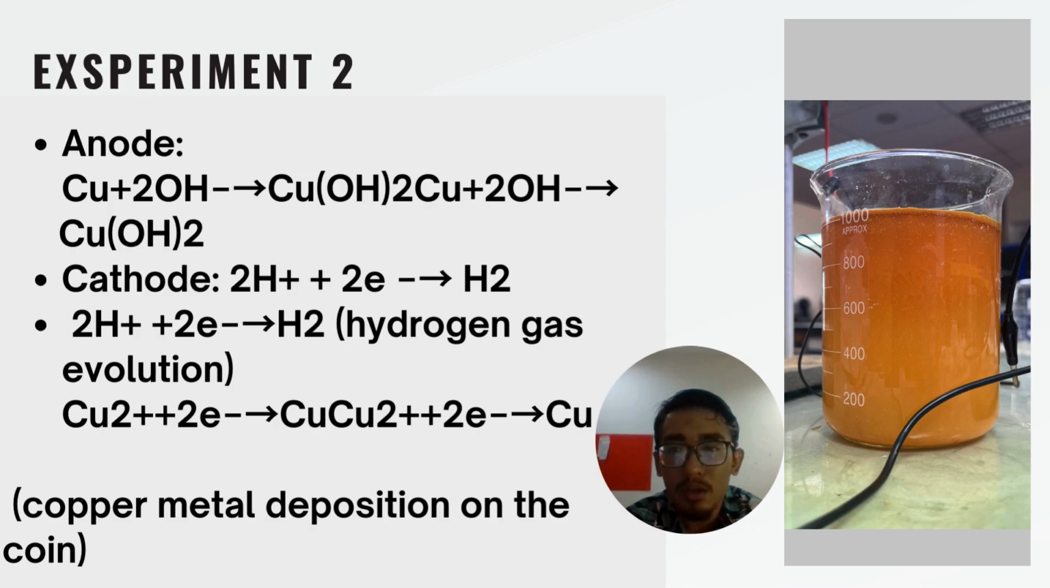First, hydroxide ions from water will go to the anode and be discharged, and then react with copper and produce yellow copper hydroxide. While at the cathode, hydrogen ions from water and copper ions from copper hydroxide will receive the electrons. The hydrogen ions will turn into small bubbles of hydrogen gas that are visible on the coin. The copper ions turn into copper metal that coats the coin.